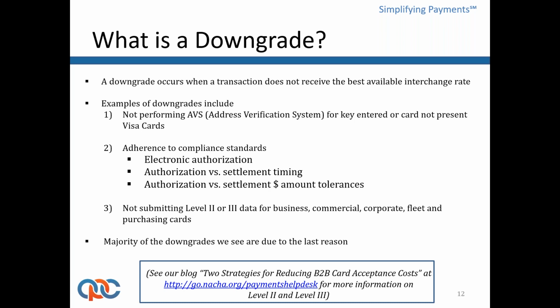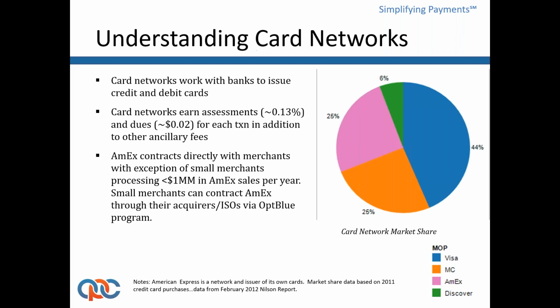And recently we wrote an entire article talking about business-to-business card acceptance, level 2 and level 3. And if some of you do take business card payments, maybe we can get to some of the questions in the Q&A, but those are some of the biggest reasons why transactions downgrade and merchants don't pay the optimal interchange rates. Next slide.